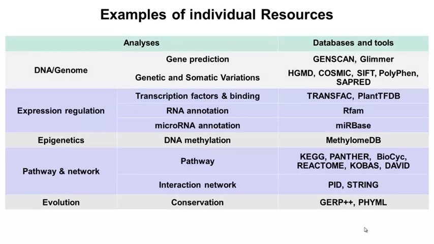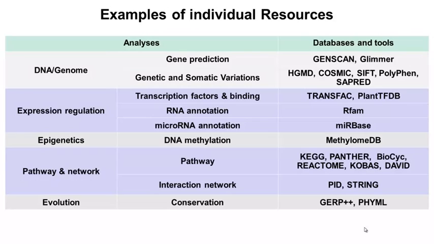Other than the centralized resources, there are also thousands of individual bioinformatics databases and software tools. They are like boutique stores, each offering something unique. This slide shows some examples of individual resources. Tools included in the centralized resources are not repeated here.